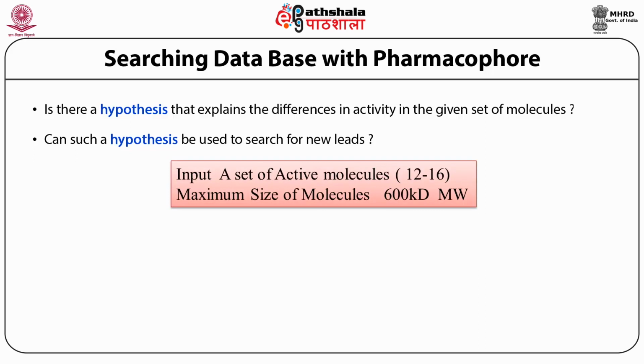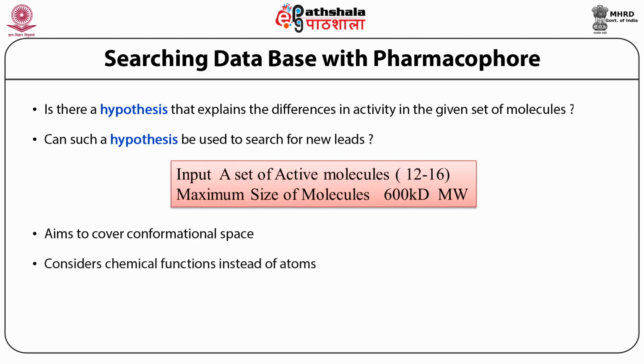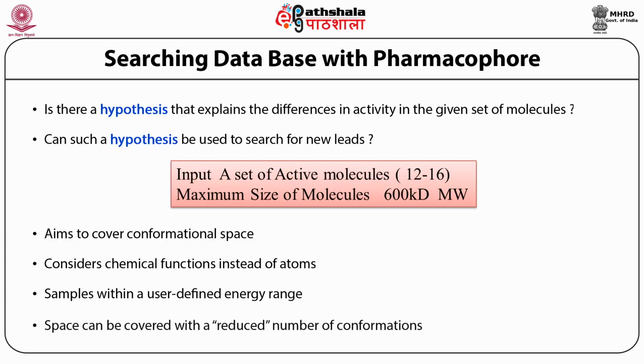Now we want to cover all the conformation space. We should take the compounds which also represent the features as many as possible. Instead of atoms, we can take a sample, that is, select an energy range for conformation space selection, and we can reduce the number of conformers by using these energy cutoffs. However, now we are ready with molecules for building the hypothesis and then continue.